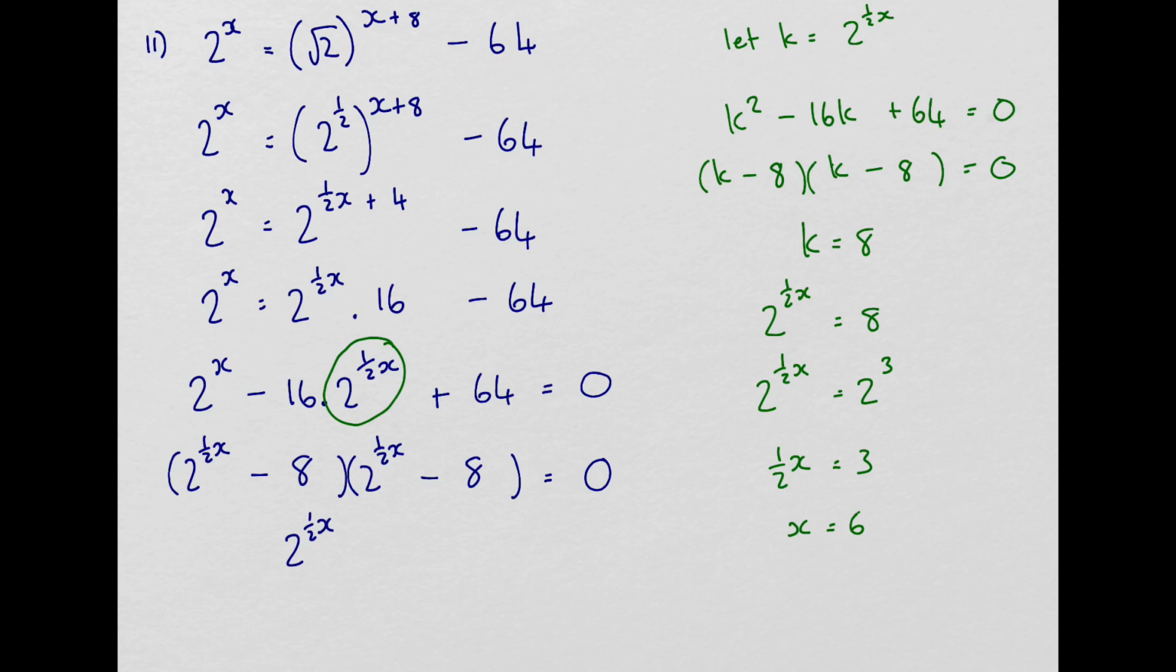So 2 to the half x equals positive 8, which is 2 to the 3, and then your solution from there is the same. Half x is equal to 3, we equate the exponents, and therefore 3 divided by half is 6, and so x is equal to 6.